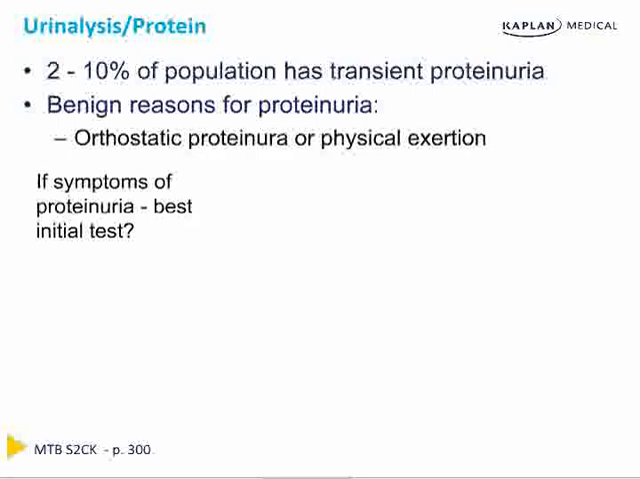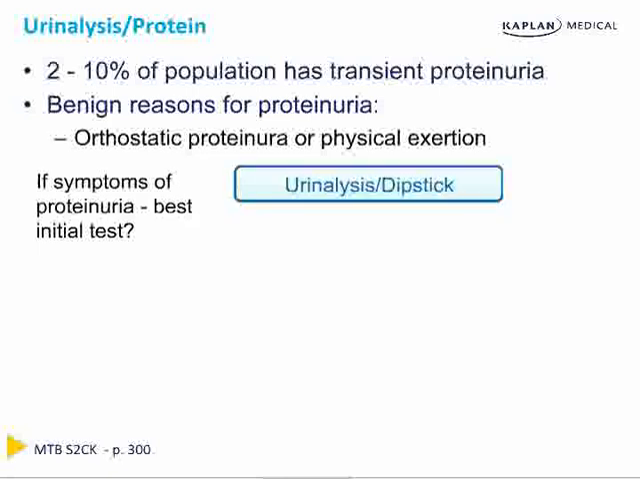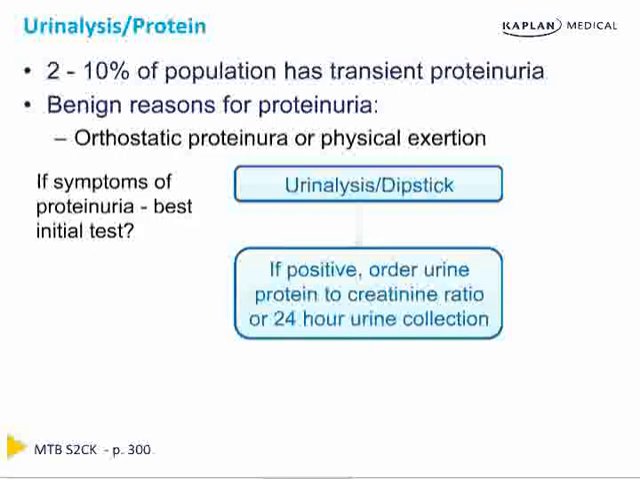If we're presented with a patient who has symptoms of proteinuria, what is the best initial test? The answer here is either urinalysis or a dipstick, the same test we've been talking about for the past couple slides. So what do we do if that's positive? The follow-up test to that is going to be either a urine protein to creatinine ratio or a 24-hour urine collection. Both of these tests are going to quantify the amount of protein in the urine over a 24-hour period.